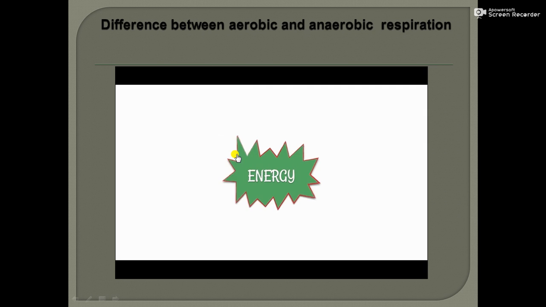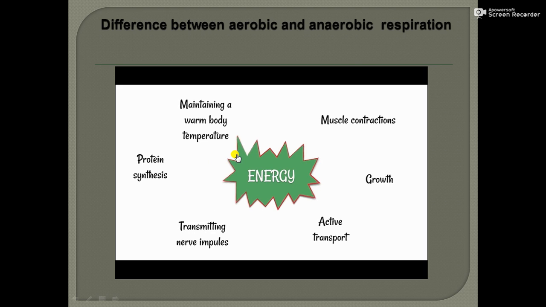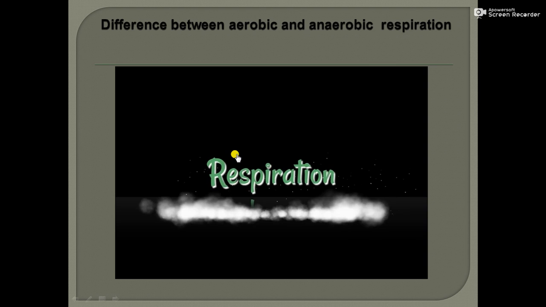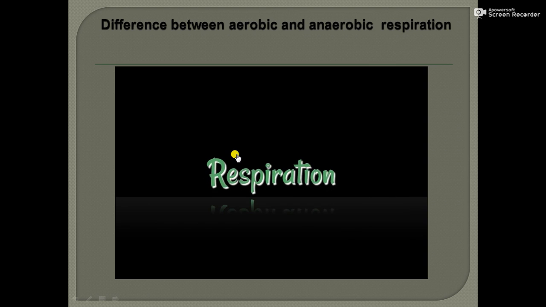Your body requires energy to do all sorts of different things, such as muscle contractions, transmitting nerve impulses, growth, protein synthesis, active transport, maintaining a constant body temperature. And all of this is required in the form of a chemical called adenosine triphosphate, also known as ATP. This is provided by a process called respiration, and this happens inside of animal cells, as well as plant cells, in little organelles called the mitochondria.